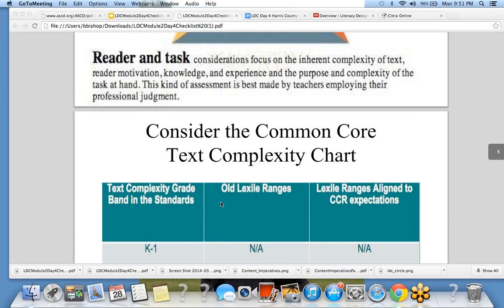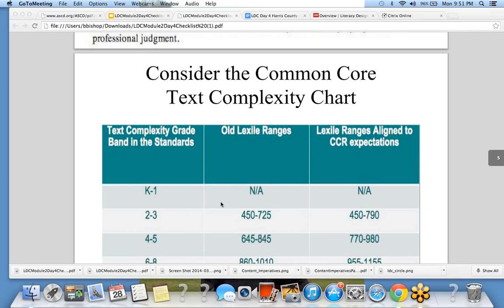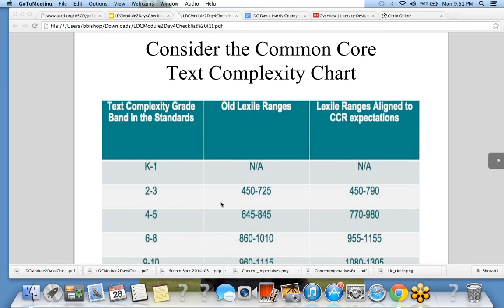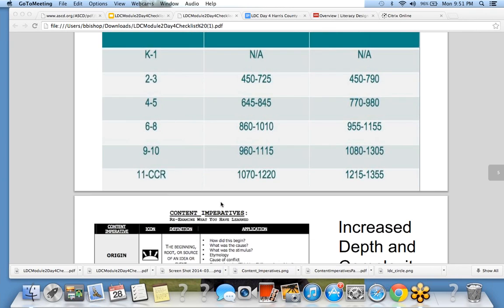And here was our text complexity chart that we talked about, how it is useful in the sense of giving us a range, an expectation and range, but that we are not trying to live or die by these numbers, and that this is just a range for our reference.